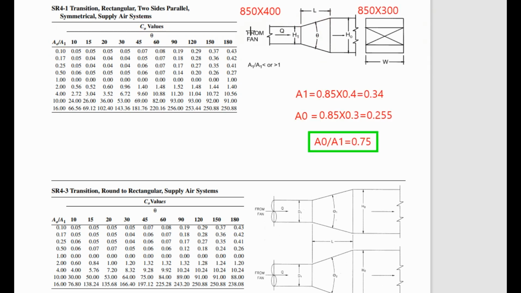The transition piece in this duct is 850 by 400 to 850 by 300, and the flow direction is from the bigger size to the smaller size. So A1 will be the area of the bigger size, 850 by 400 millimeter, which is equal to 0.34 square meter, and the smaller side area is 0.255 square meter. So A0 by A1 will be equal to 0.75.